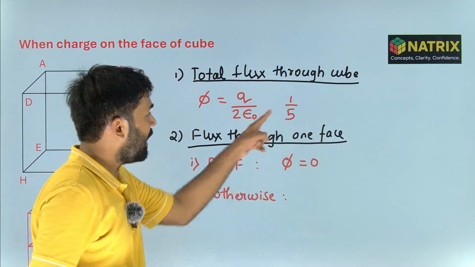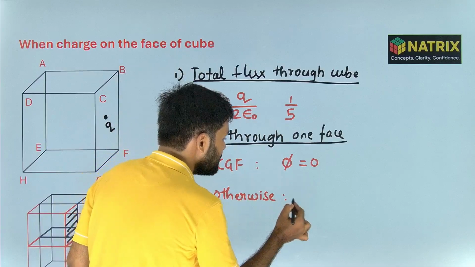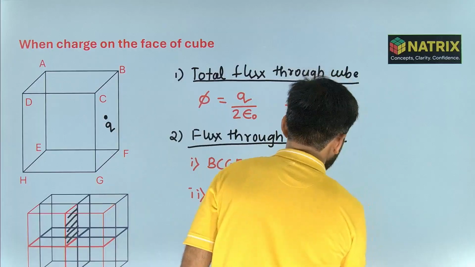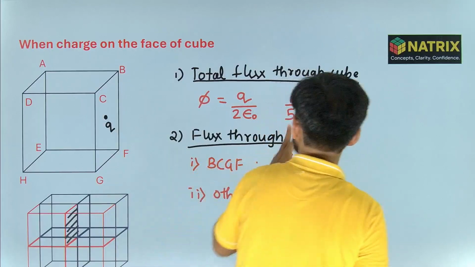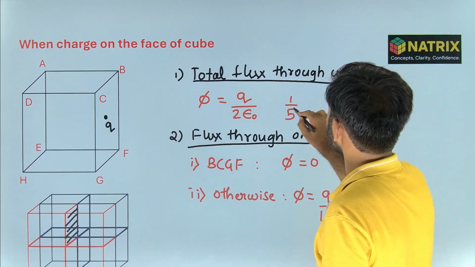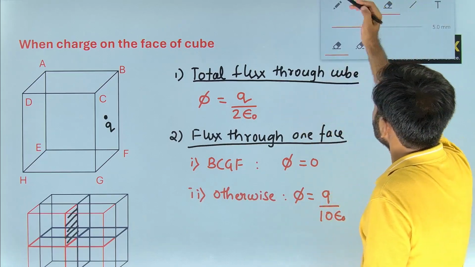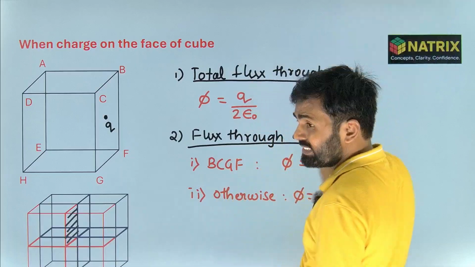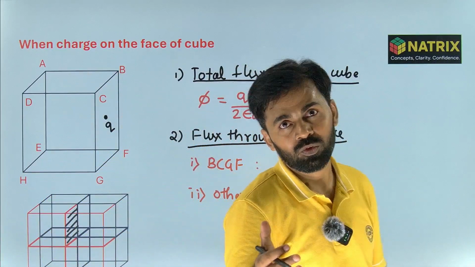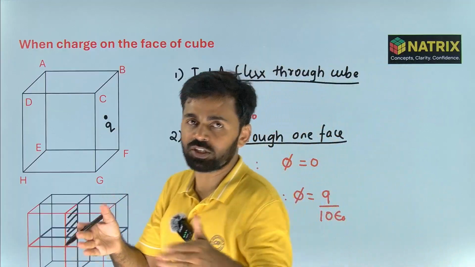The total flux is divided into what? 5 parts. 5 twos becomes what? 10. So the flux becomes what? Q by 10 epsilon naught, because 5 twos becomes 10. Right. So these all are the different cases of what? Electric flux through the cube when the charge is placed at different positions.